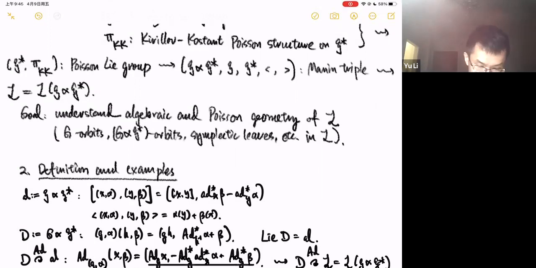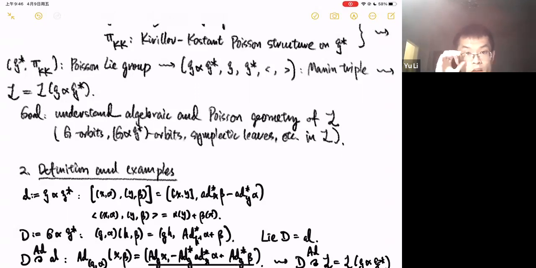Okay, and then by the construction above, I have a variety L of Lagrangian subalgebras of g semi-direct product g star. So our long-term goal is to understand algebraic and Poisson geometric properties of this variety L, by which I specifically mean, for example, to classify its G orbits, or to classify the orbits of the Drinfeld double group, and also classify the symplectic leaves, etc.